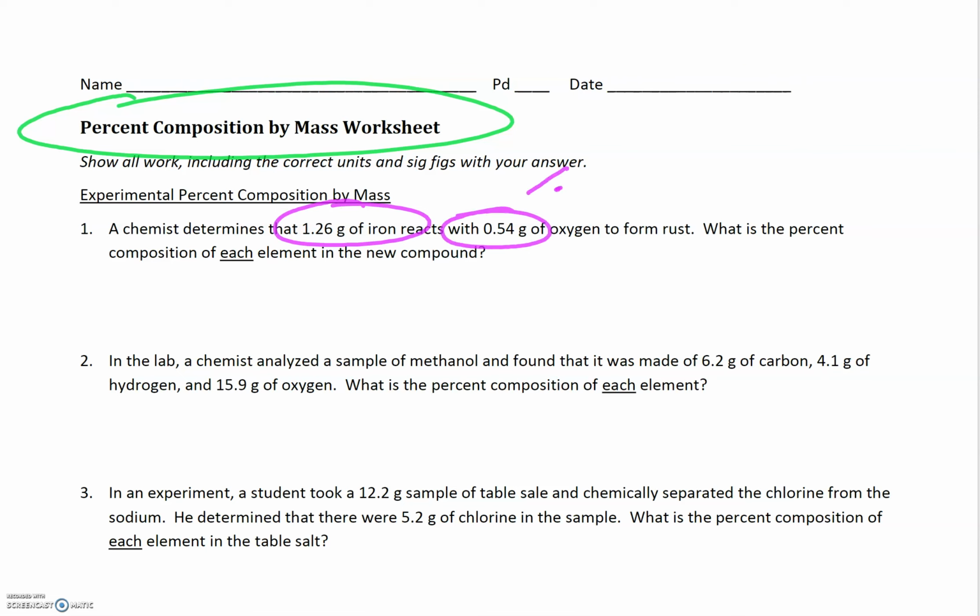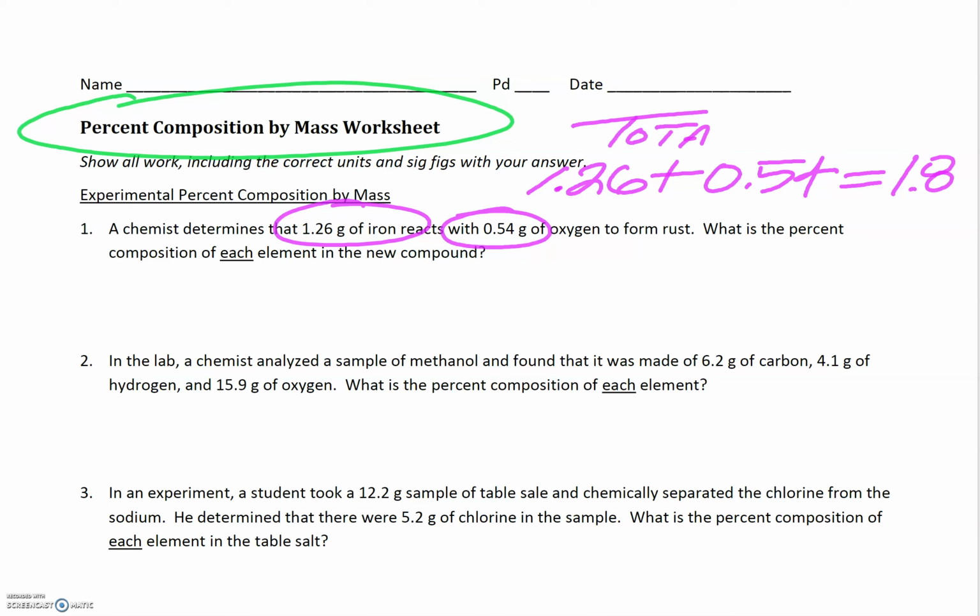So we're going to take 1.26 and add that to 0.54. That's going to give us 1.8. And again, this could be moles, and it would solve the same exact way. That's going to be our total mass. It could be total moles or total mass, but that's our total, and we're going to use that number as we solve the problem.